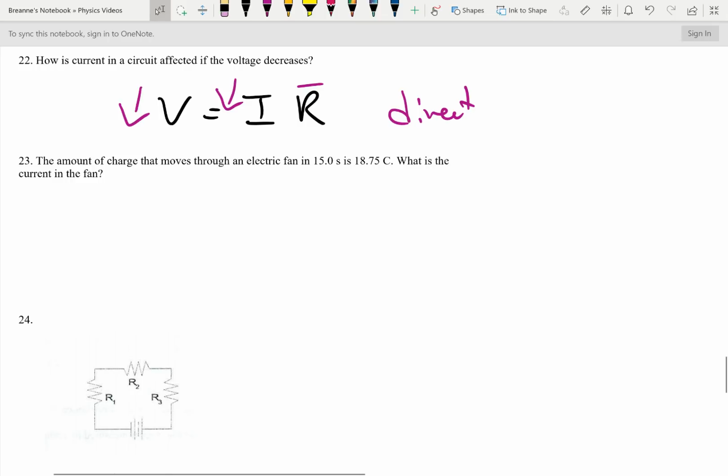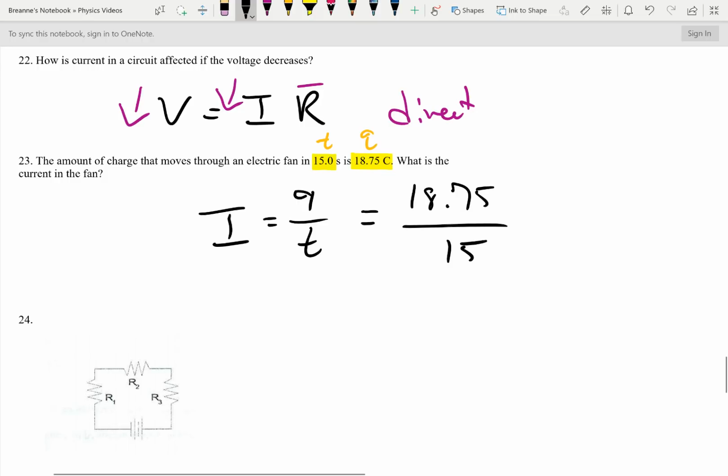The amount of charge that moves through an electric fan in 15 seconds is 18.25 coulombs. What is the current of the fan? So you're going to be doing I equals charge over T. This is our time, that is our T. This is our charge, so that is Q. So if we plug in 18.17 over 15, you just plug that into your calculator, and you get that your current is 1.25 amps.